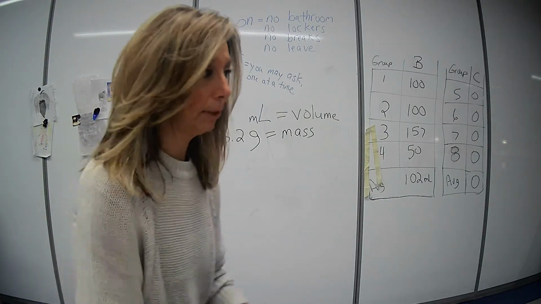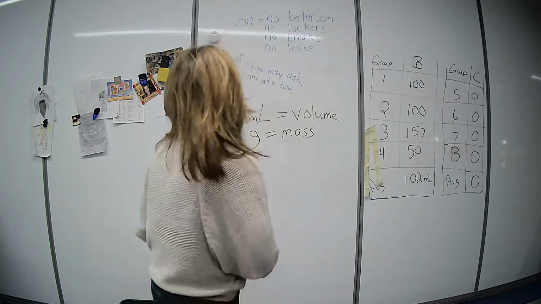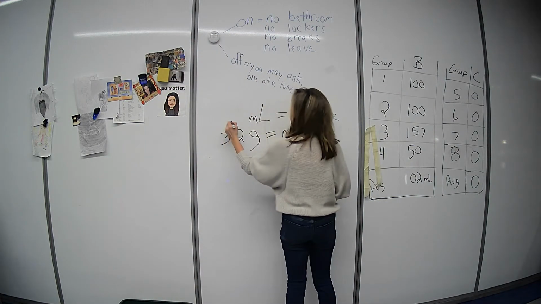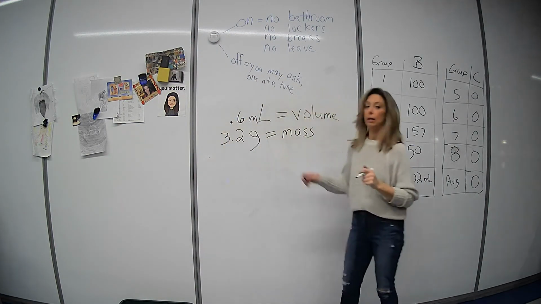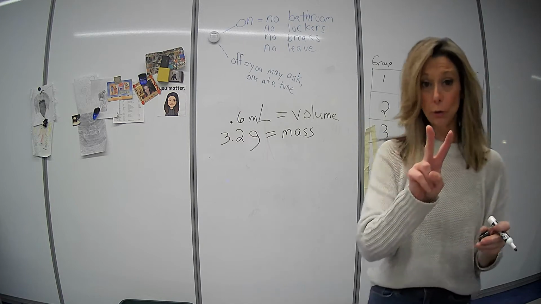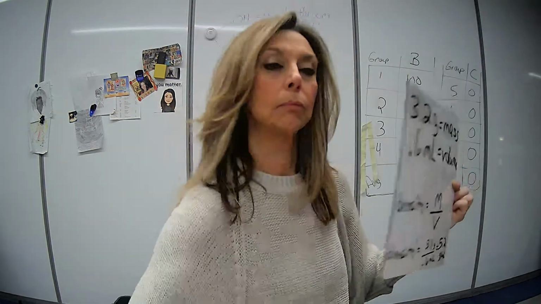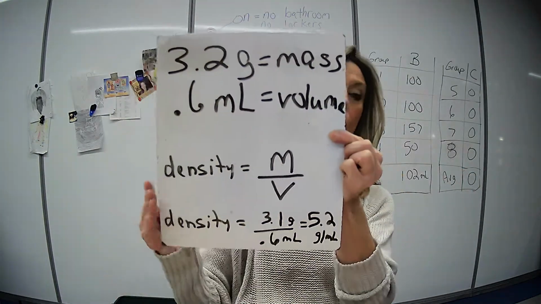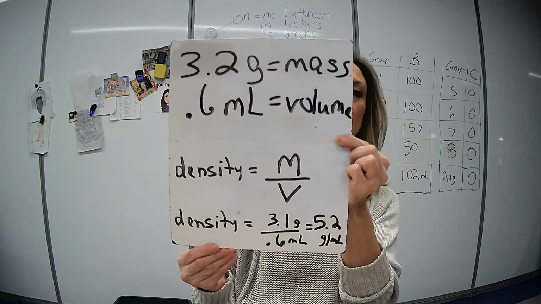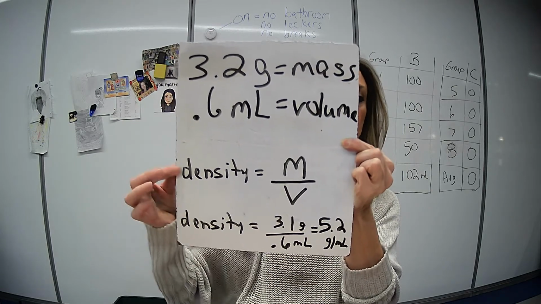So on my whiteboard here, I'm going to write 0.6. Okay? Here we go. Okay, now, that's 2 quantitative measurements. For my third quantitative observation, I'm going to do density.